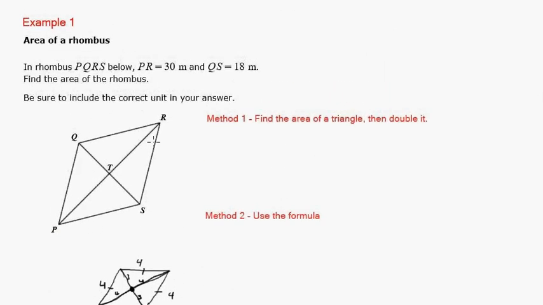Here's what we can do. We can see that this distance all the way across is 30. So that means this is 15 and this is 15. And this distance from Q to S is 18. So this is 9 and this is 9.